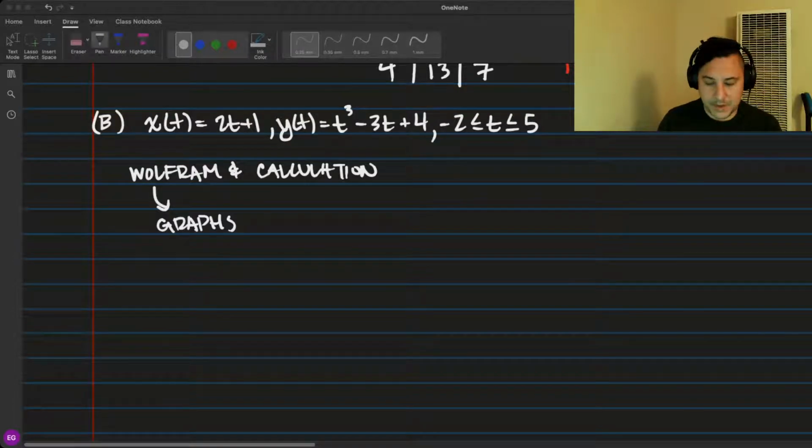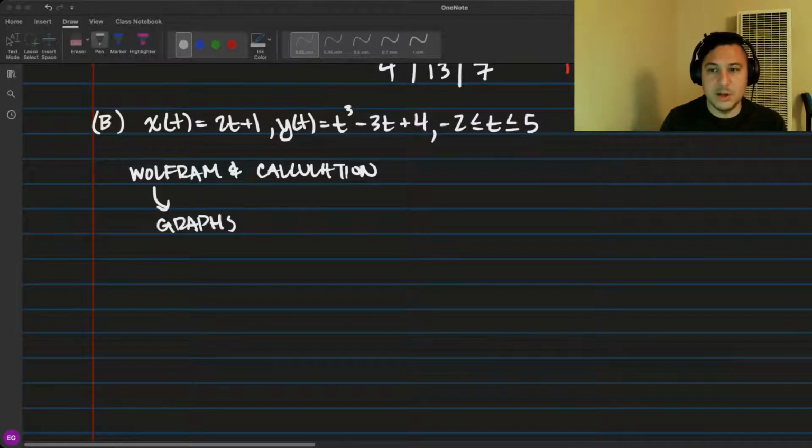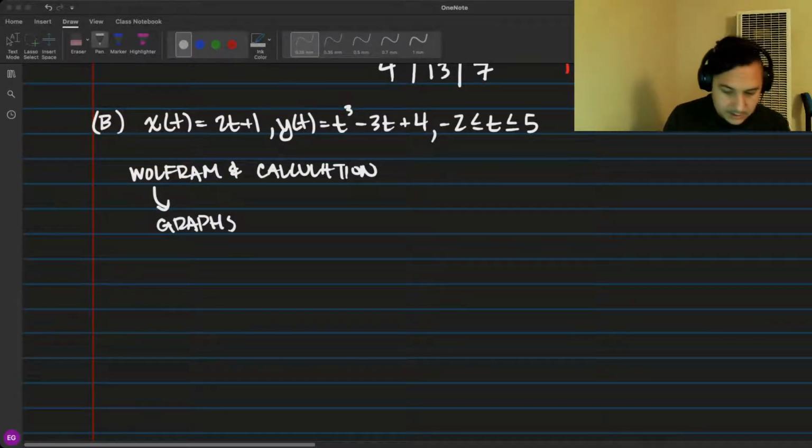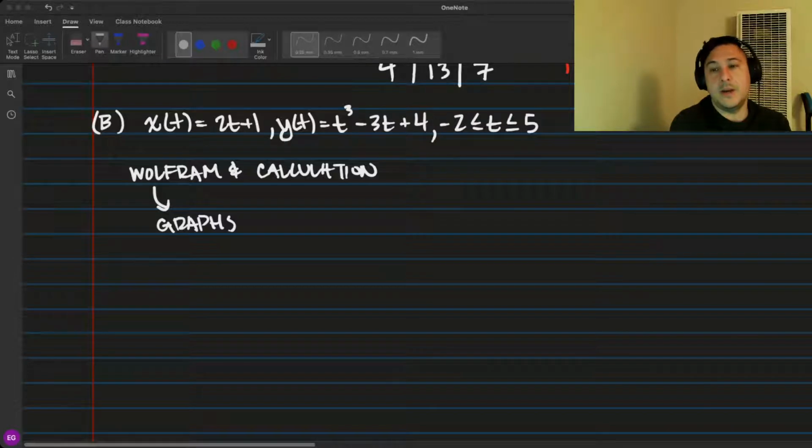Now inside of the brackets, you have to put the two equations. So they are 2t plus 1. You put a comma. And then we're going to put t cubed. To cube something, you put the caret. The caret is shift 6. And then you do minus 3t and then plus 4. Notice that the pair of equations are inside of curly braces with a comma between them. Then outside of the curly braces, you put a comma.